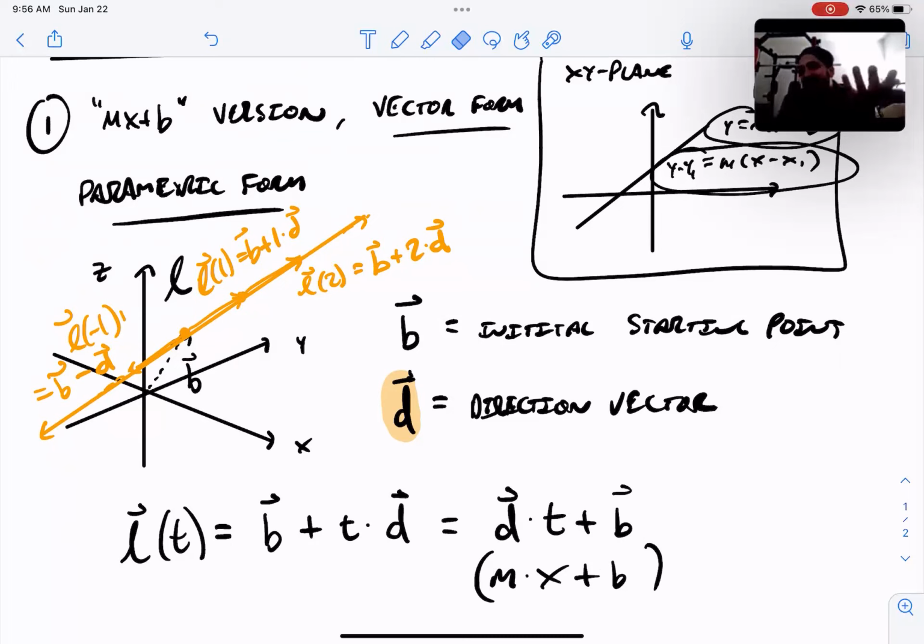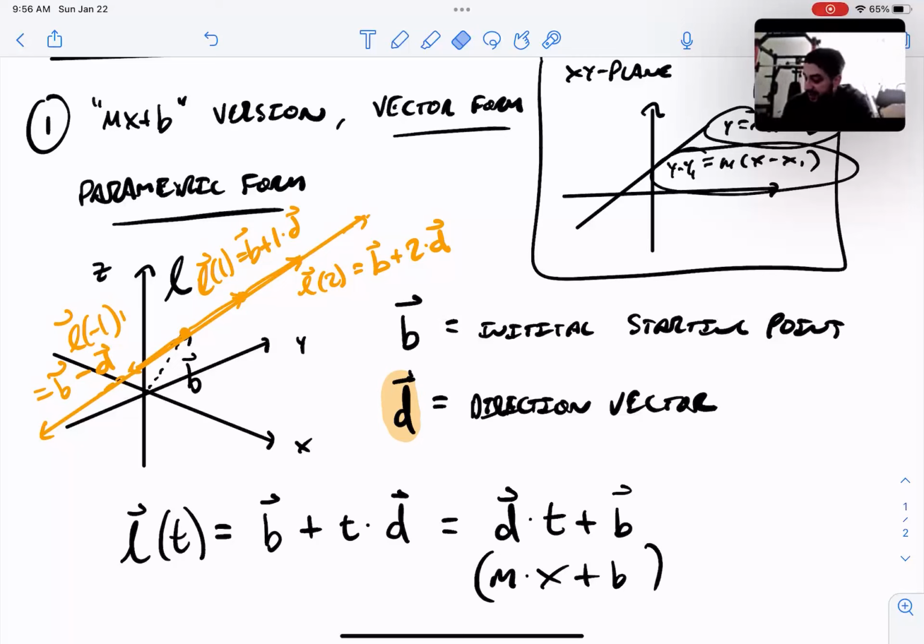You can, and everybody would know what you're talking about. It's fine. But typically you put the scalar in front. So that's why it's t times d instead of d times t, but it means the same thing. So there we go. So that's vector form or parametric form of a line.